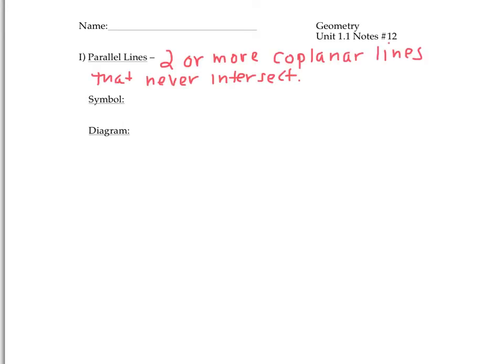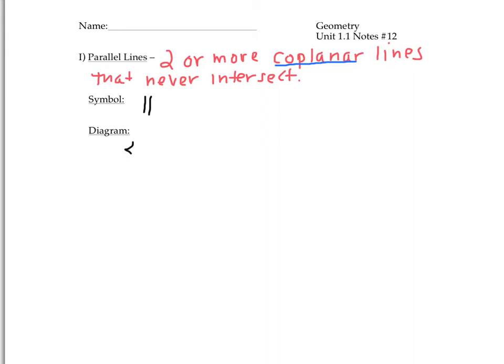The definition of parallel lines is that it's two or more coplanar lines that never intersect. And we'll come back to why they need to be coplanar in a few minutes. First of all, the symbol for parallel lines is just a miniature set of parallel lines. So just draw two little lines that don't intersect.